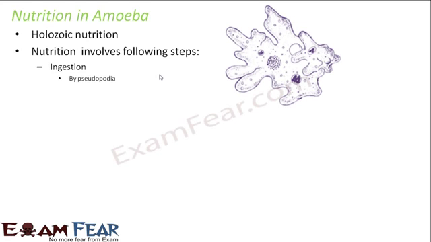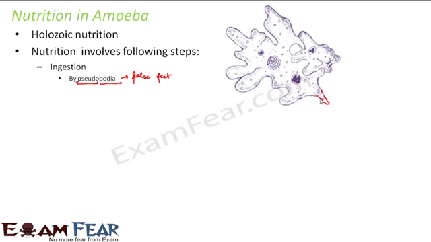The first step is ingestion, that means intake of food. For ingestion, amoeba uses the pseudopodia. What is pseudopodia? Pseudo means false and podia means feet, so pseudopodia is false feet. What is false feet? It is nothing but a temporary extension of the cytoplasm. That means the cytoplasm of amoeba extends. For example, suppose this is the cytoplasm, it will extend like this. Again, it will extend like this.